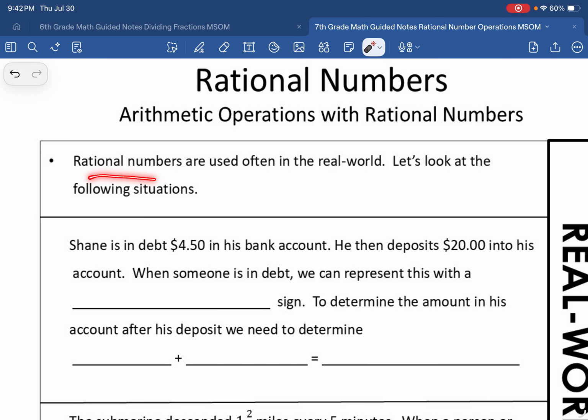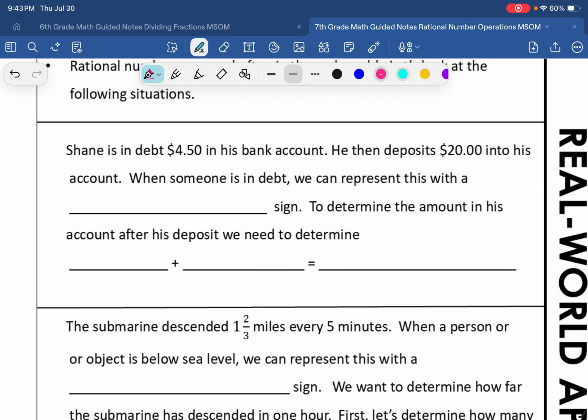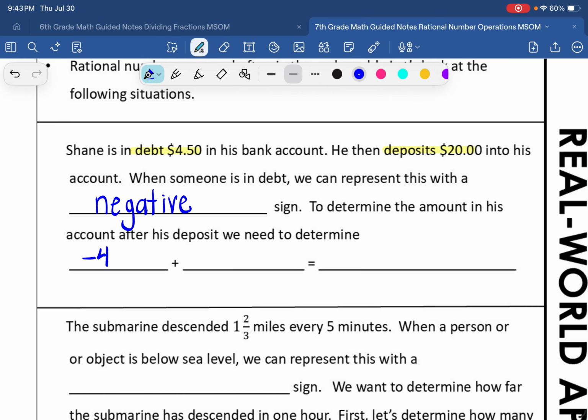Rational numbers are used often in the real world. Let's look at the following situations. Shane is in debt $4.50 in his bank account. He then deposits $20 into his account. When someone is in debt, we can represent this with a negative. To determine the amount in his account after his deposit, we need to determine negative 4.50 plus $20. So we need to find that.